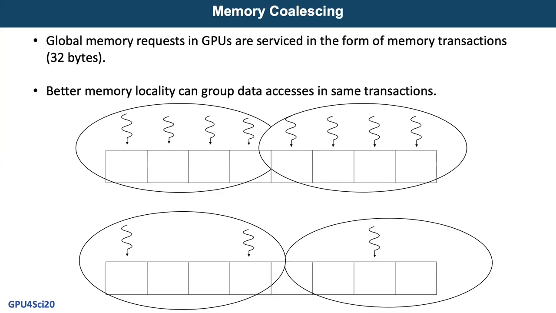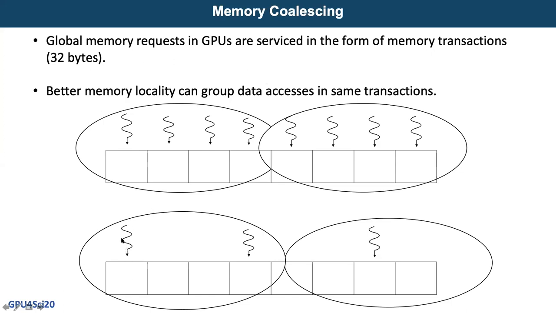To top this off, let's add another concept: memory coalescing. And this is one of the more important ones. Global memory accesses from the device are serviced in the form of memory transactions of size 32 bytes. That means if your thread is going to access a 4-byte number, an integer, whenever it accesses the memory, it will be processed in the form of 32 bytes.